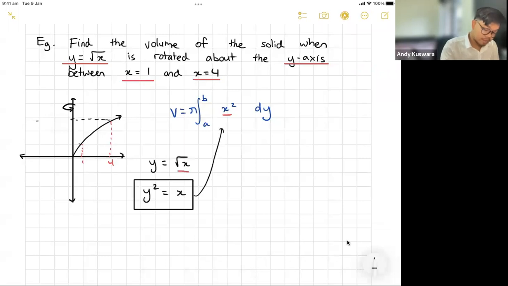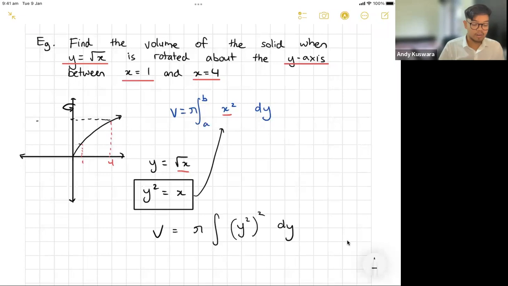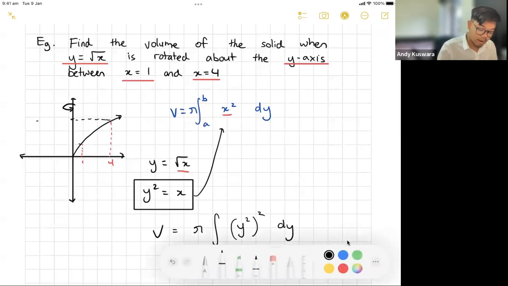Okay, we're basically there. But now we want x squared. So when we substitute that in, we'll get V equals pi, and I'm going to leave those a's and b's blank for now. But we're going to have x squared, so it's going to be y squared squared, y to the power of 4, dy. And it makes sense because we're integrating everything with respect to y. So everything should technically be y.